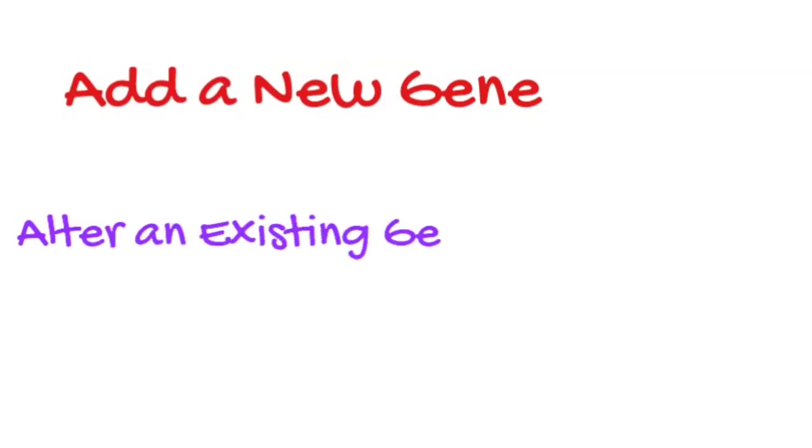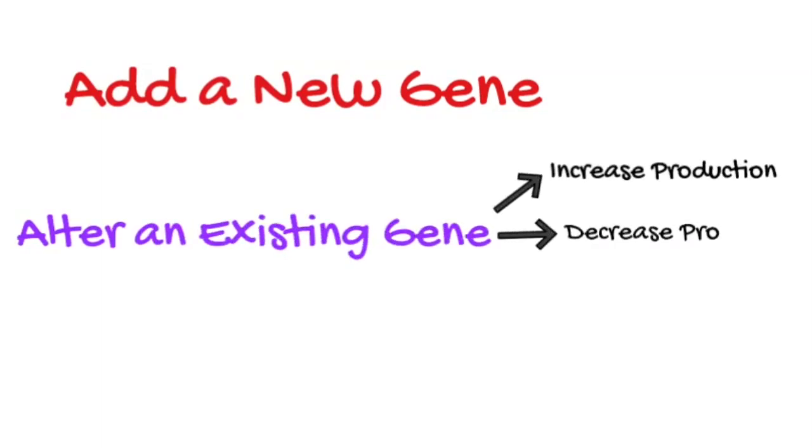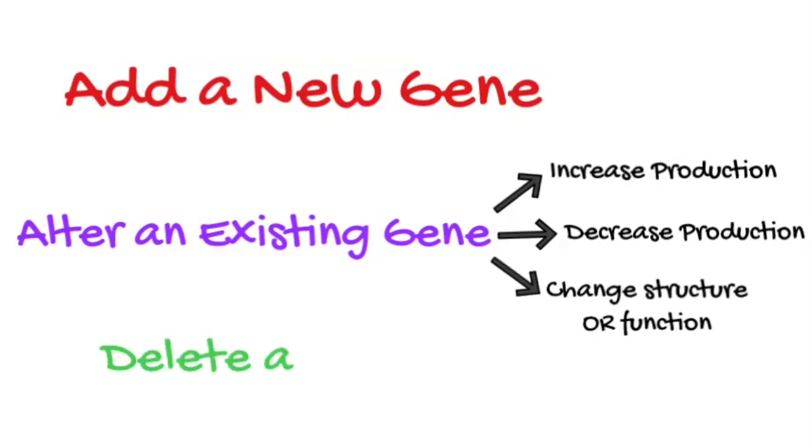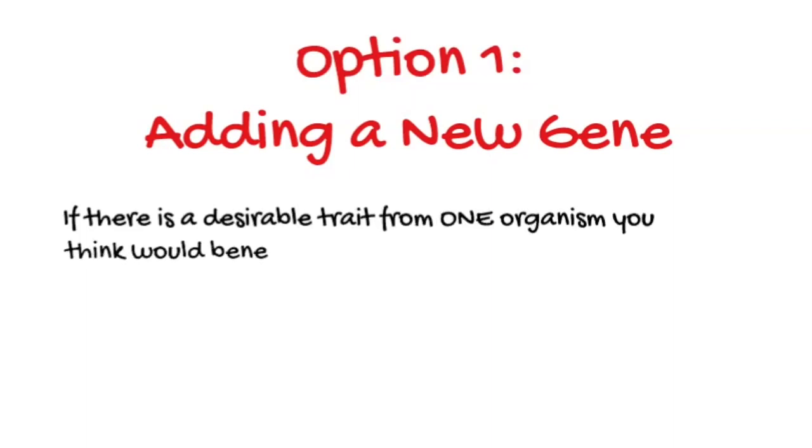Now that you've identified your gene, you need to decide which type of modification to make. In all likelihood, you'll either add a new gene, or alter an existing gene by either increasing production, decreasing production, or changing the structure or function. Or you might consider deleting a gene, but this is seriously cautioned against. Let's look more closely at the concept of adding a new gene into an organism.